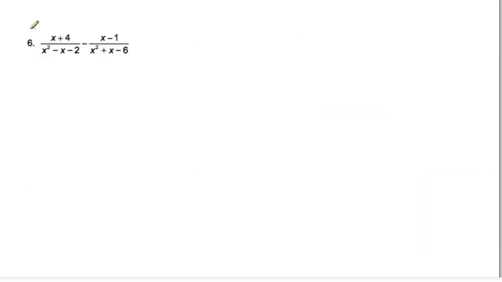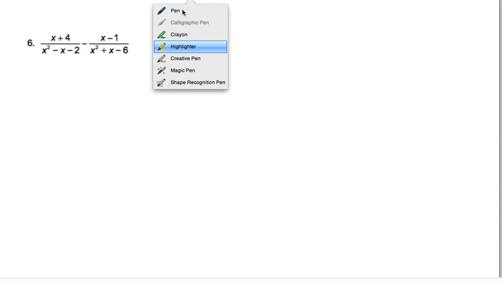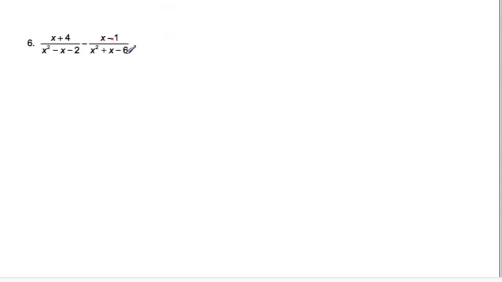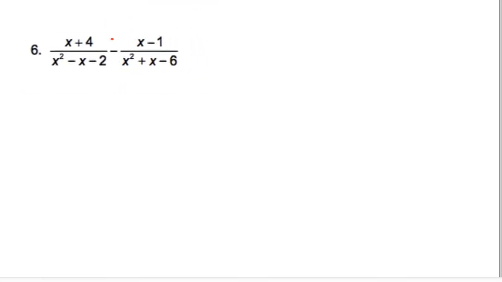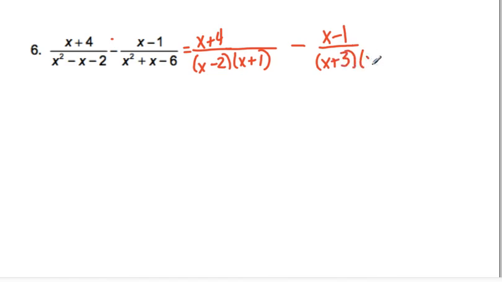All right, and the last question. This one you can see has x squareds in the bottom of both of them. So before you start doing this, you're going to have to factor, because if they have a common factor, then you only need that once in your LCD. So the x plus 4 would stay the same, and then x squared minus x minus 2, that would factor to this. And then minus x minus 1, and then this one would factor to x plus 3, x minus 2.